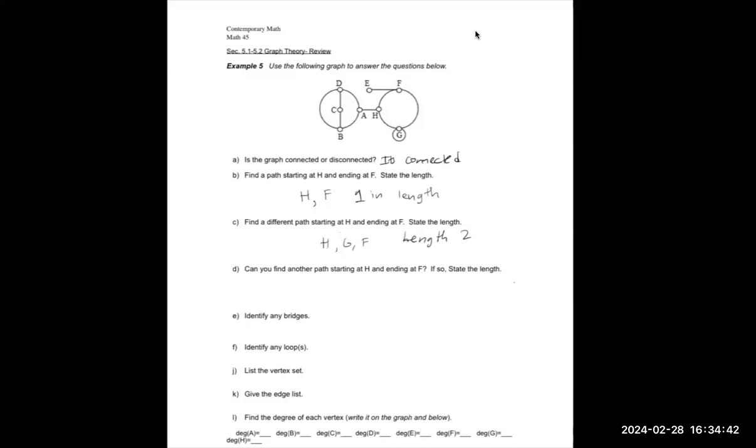So can I find another path starting at H that goes to F? Now, if I go this way, careful. Wait, okay, so I could go this way. I mean, I already went this way, I already went up, and I already went down. So those are all taken care of, right?